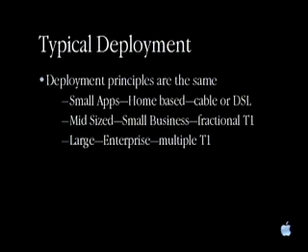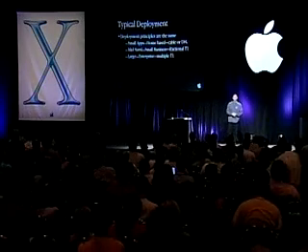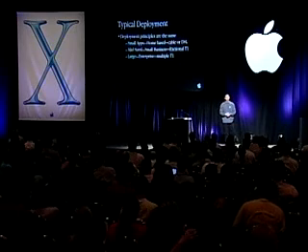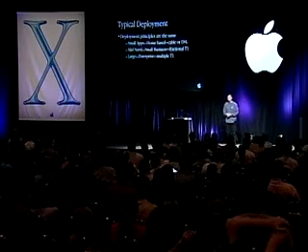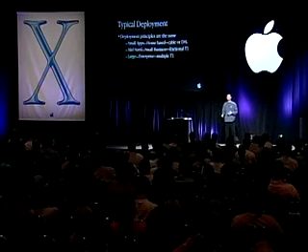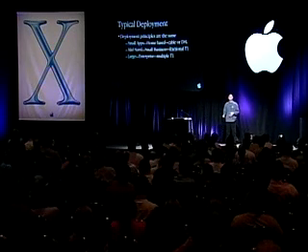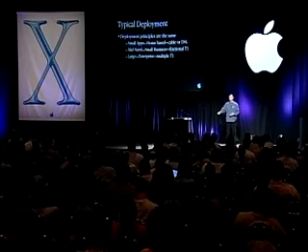So let's take a quick look at a typical deployment. And the thing to remember is we're going to try to show that all the deployment principles are the same. It doesn't matter whether you're a small, home-based application going over DSL, a mid-sized small business app going over part of a T1 or ISDN, or a large enterprise app going over multiple T1s. All the deployment principles are the same. WebObjects doesn't really distinguish between them, and systems monitoring doesn't really change.